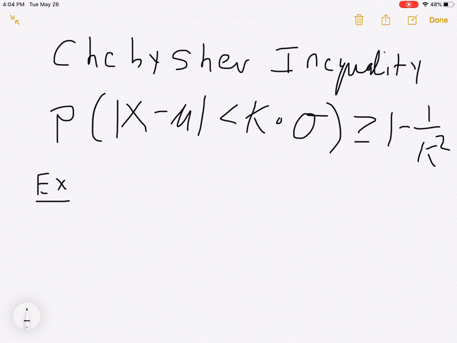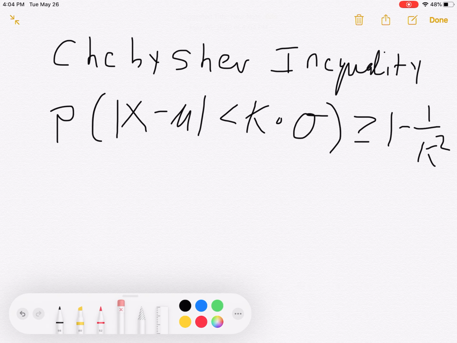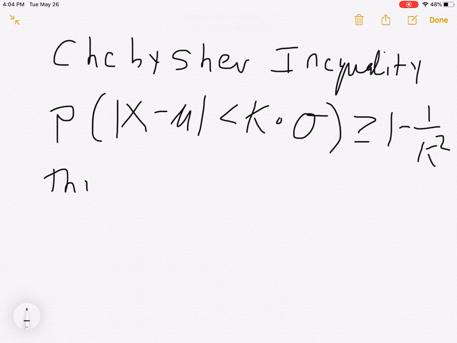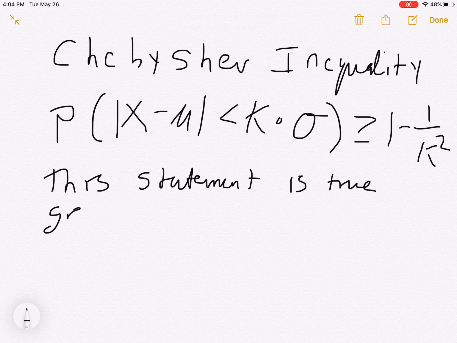Okay, so before I even get to the example, there's one more thing I'd like to say, which is just that this statement is true regardless of the distribution of x.